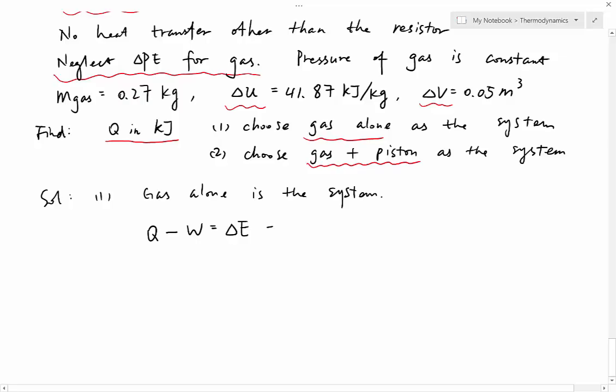And then just like before, we expand the right-hand side. Delta E, the change of total energy, has three components. The first one is the change of kinetic energy. The second one is the change of potential energy. And then the last one is the change of internal energy.